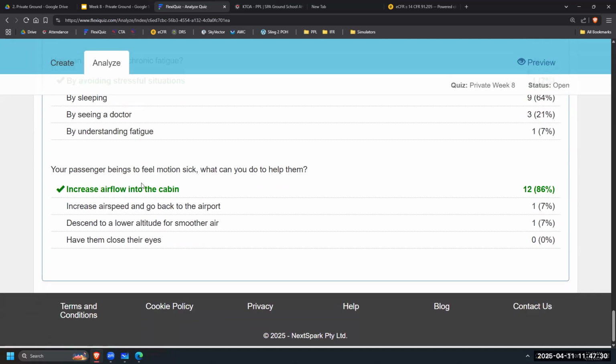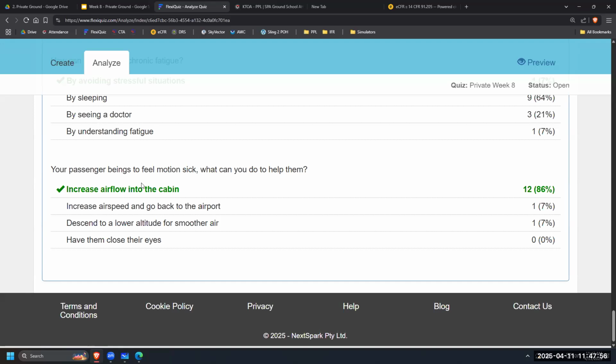Your passenger begins to feel motion sick. What can you do to help them? Yeah, increase airflow into the cabin. That's absolutely correct. Increase airspeed and go back to the airport. Yeah, you probably don't want to get even faster. Descend to a lower altitude for smoother air could be a potential answer if it's turbulent at a higher altitude.